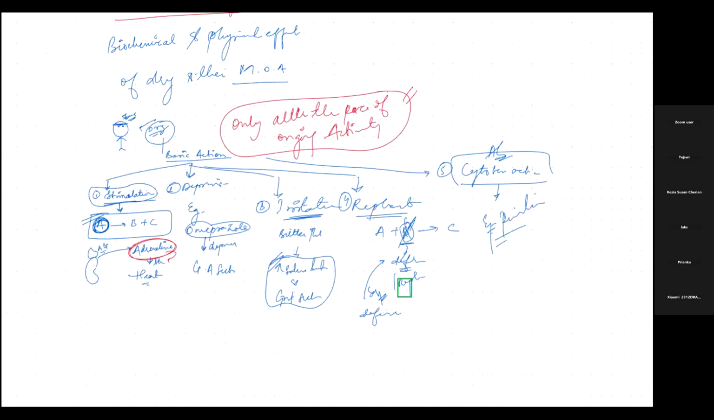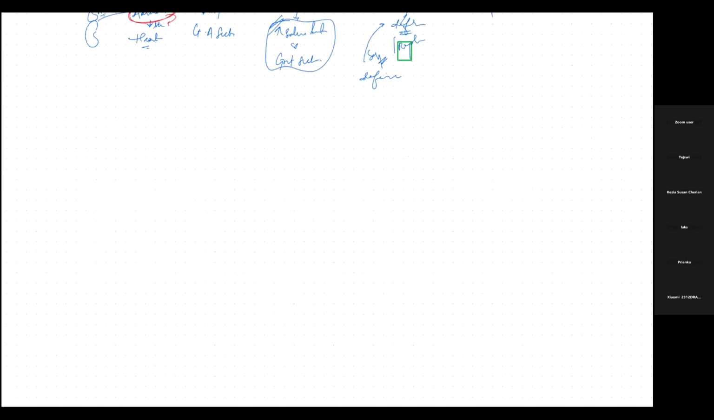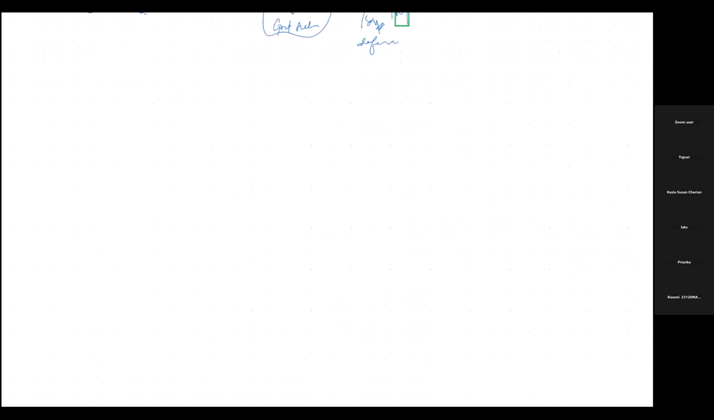So these are the actions that a drug can produce in your body. I hope that all the actions are clear. Now let's move on to the mechanism of drug action. Mechanism, this is the second part of pharmacodynamics. Okay, so what are the mechanisms of drug action?